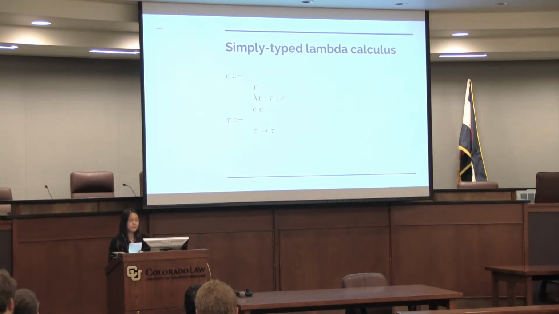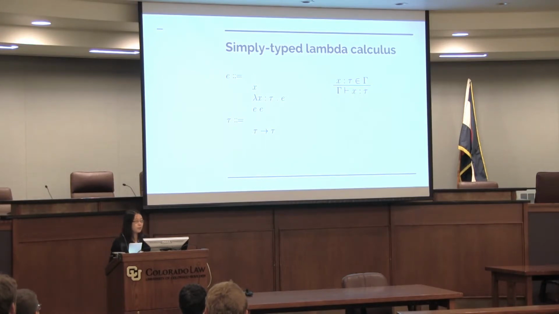OK, so let's make this clear with an example using simply typed lambda calculus. I'm sure many of you are familiar with lambda calculus, so I'll just go over this quickly. In the simply typed lambda calculus, you have expressions E, which can be either variables or abstractions, essentially functions taking one parameter. And they can also be applications, some expression applied to another expression. The types in the simply typed lambda calculus are all of the form tau arrow tau. So they're all function types. So let's get into the typing rules.